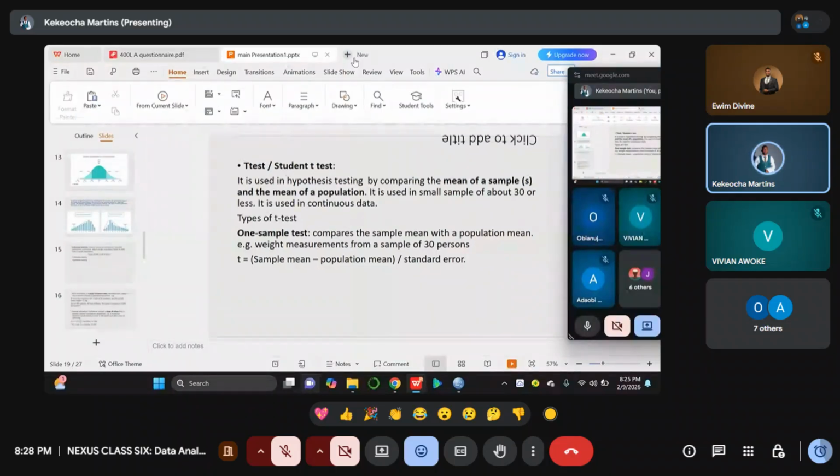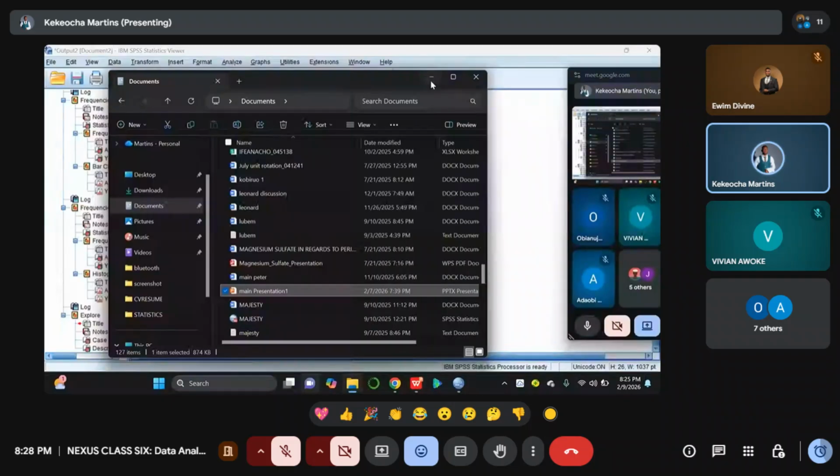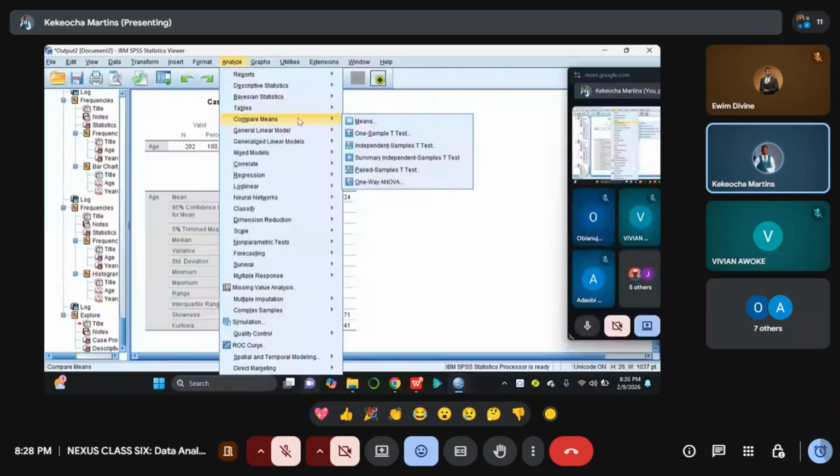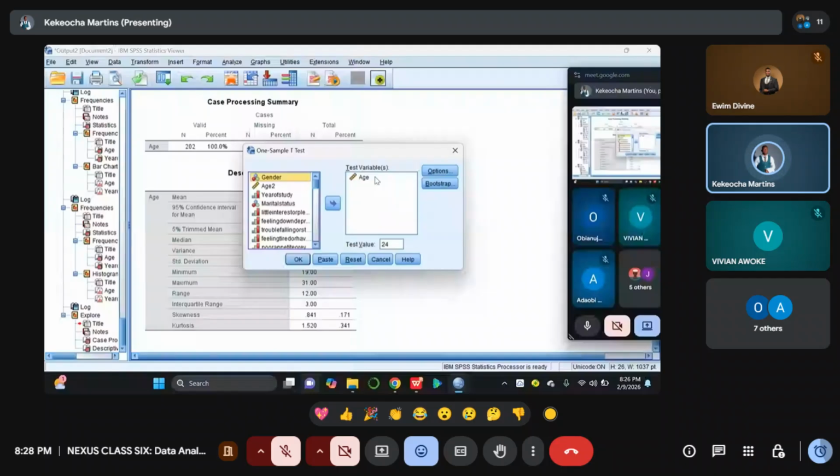Example, weight measurement from a sample of 30 persons. So coming over to SPSS, we want to know if the mean age for this our sample is significantly different from any population mean. So we come over to analyze. You go to compare means, which is what you are doing. There is one sample t-test. Now we are dealing with age. Now you come over to here, we say test value. Test value just means what is the population mean you are trying to compare it with. Let's say you want to choose 30, you put in 30.